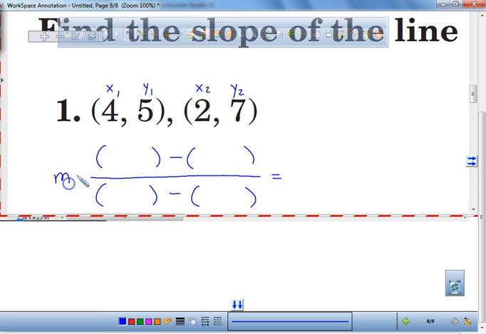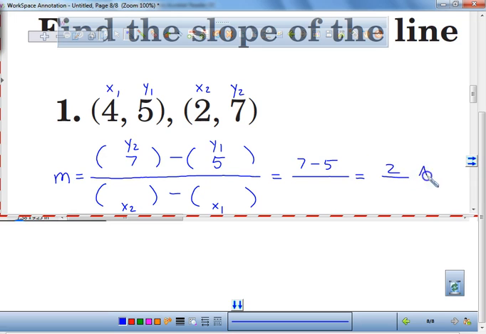We're going to find the slope of the line that passes through (4, 5) and (2, 7). We're going to call this y2 minus y1 over x2 minus x1. What's my y2 value, everybody? 7. What's my y1 value? 5. So that's just going to be 7 minus 5. So right, it's 7 minus 5, which becomes a 2.